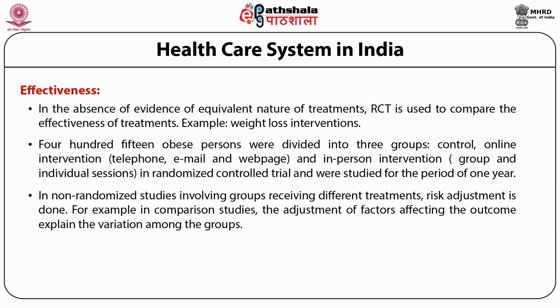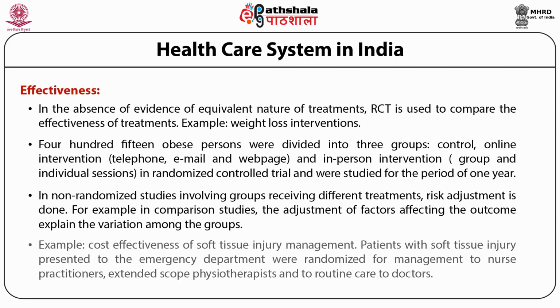For example, in comparison studies, the adjustment of factors affecting the outcome explain the variation among the groups. The non-equivalent groups are compared to know the effectiveness of alternative treatment, impact of poor access to care, and to assess the cost effectiveness of each provider. For example, cost effectiveness of soft tissue injury management. Patients with soft tissue injury presented to the emergency department were randomized for management to nurse practitioners, extended scope physiotherapists, and to routine care by doctors.